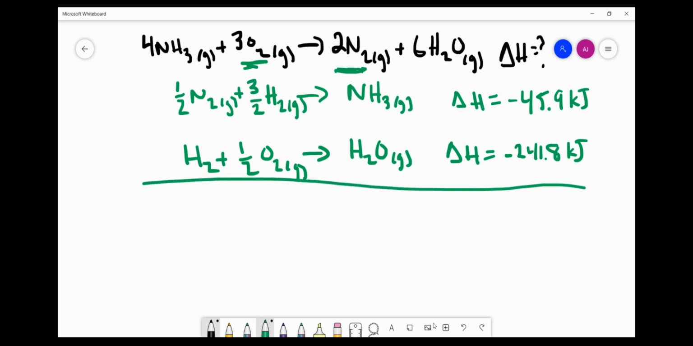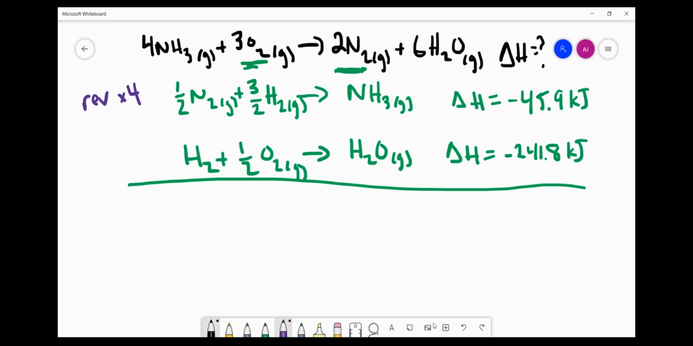Once I've written out my heat of formation equations, I'm now going to try to match up all the substances that I need in my target reaction. So let's start here. I need to get ammonia as a reactant. So here in my first reaction, I have ammonia as a product. To get it as a reactant, I'm going to need to reverse this equation. I also need 4 moles of ammonia, so I'm also going to need to multiply this by 4.